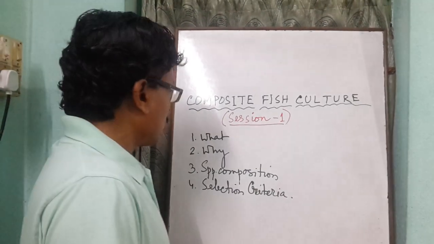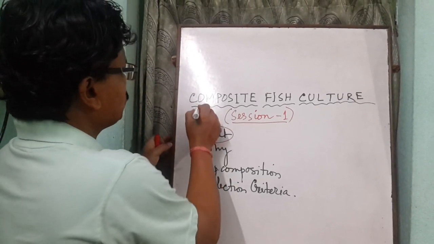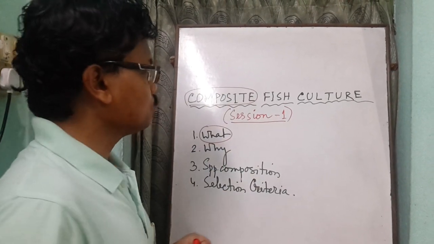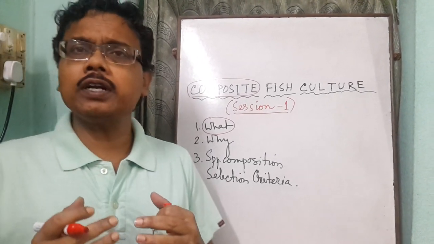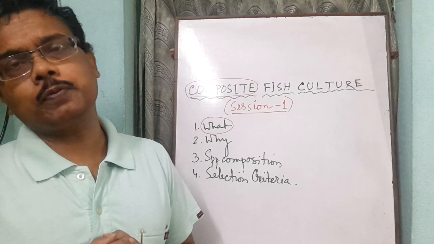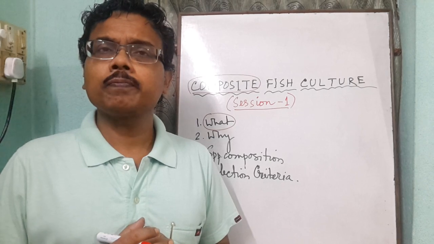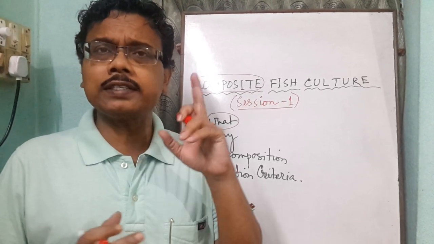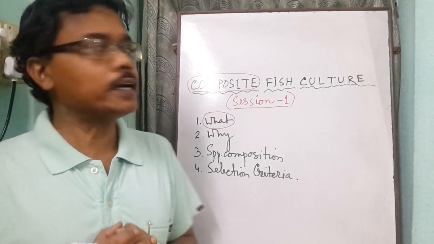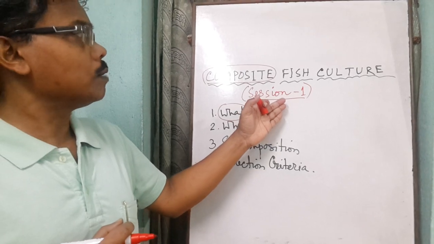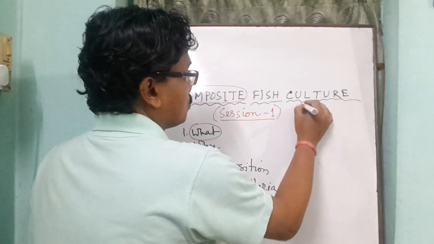First, what is composite culture? You take this word, composite, because in this fish culture system we can make different compositions of fish species, so it is called composite. In this technique we can introduce different fish species, not a single fish species, multi species of fishes. Mind that here I am discussing the composite culture of freshwater finfish.